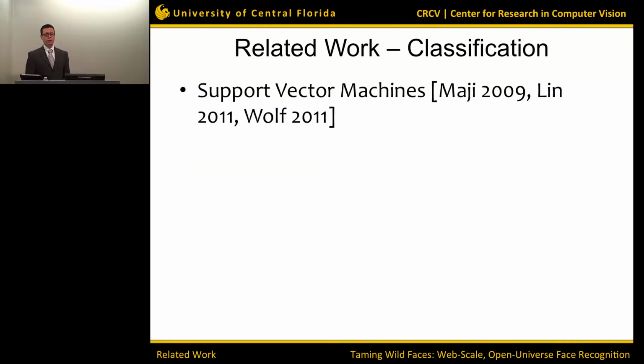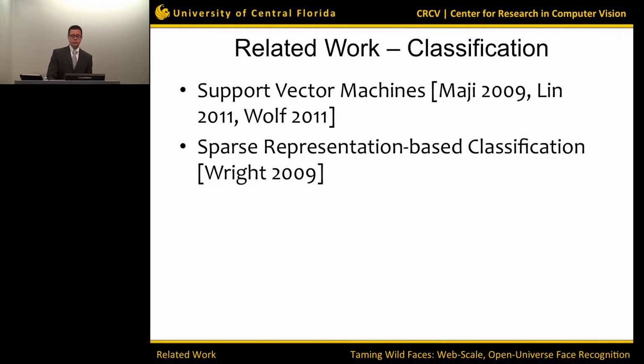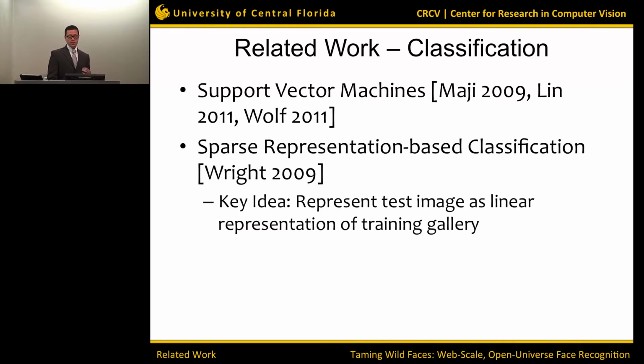Support vector machines have been very popular in a large breadth of areas, even in face recognition, where we just feed it many features and it's able to do very well. However, we focus on sparse representation-based classification because they present a bit of a paradigm shift in the way that classification is done. The key idea is that we can represent a test image as a linear representation of the training gallery, and that the representation is sparse because you have very few images of the known person that you want to actually label, and many images of all the other people in your training.